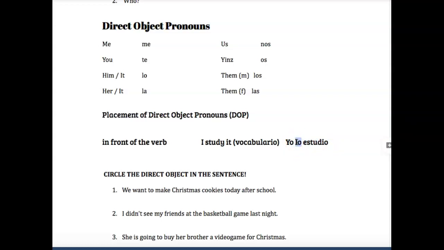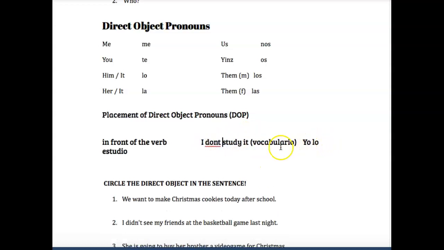This is difficult because in English, our direct object pronoun is in the same spot as the direct object was. Like example, I eat it, I eat the pizza. They're both in the same position after the verb. But in Spanish, it comes in front of the verb. So it's a little tricky. So just remember, put it in front of the verb. Even if it's a negative, like I don't study it.